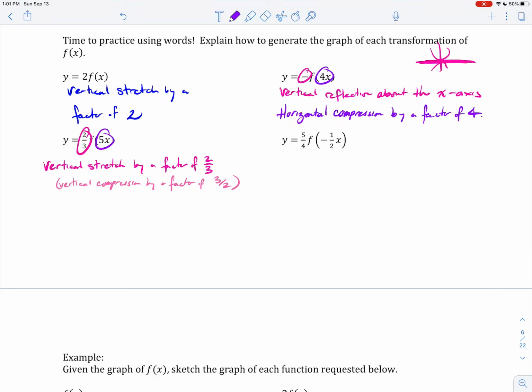In here, it's just like the last example. It's horizontal, for starters, because it's inside the brackets. And secondly, it's a compression.